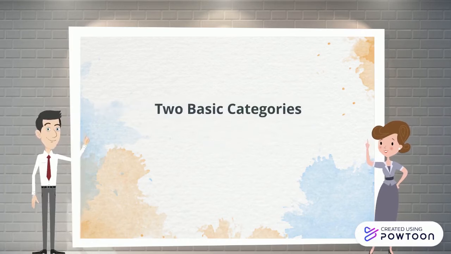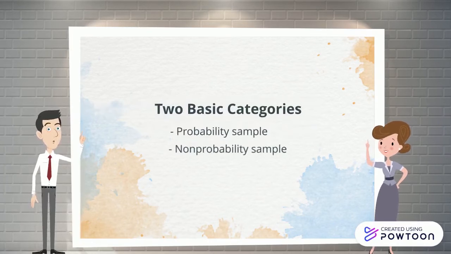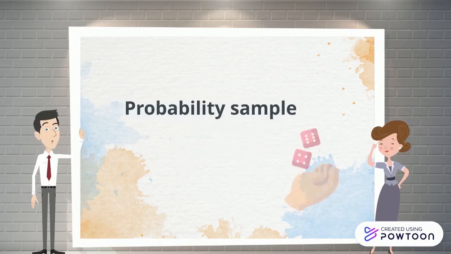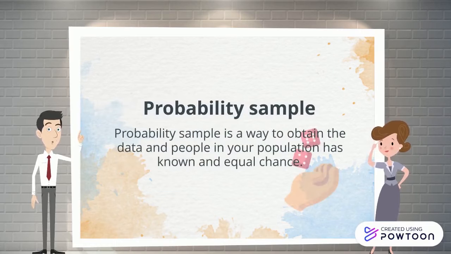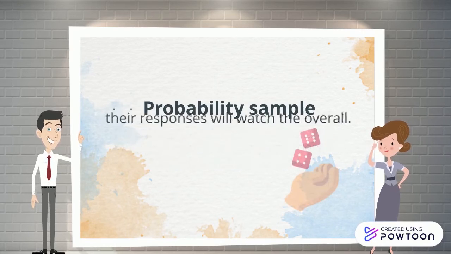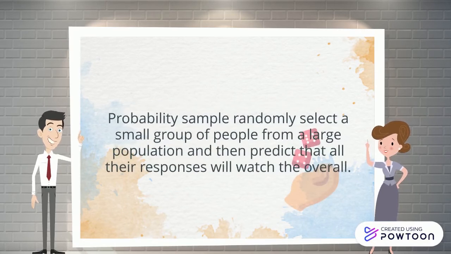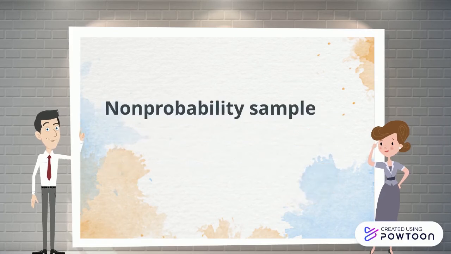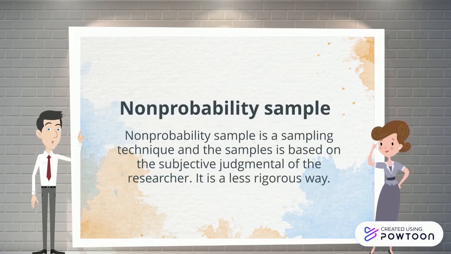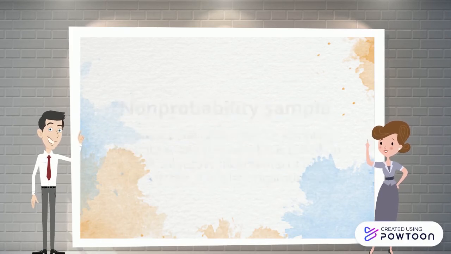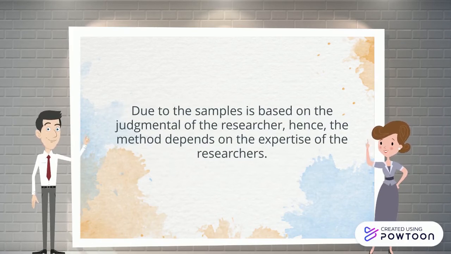Samples can be categorized into two, which are probability sample and non-probability sample. Probability sample is a way to obtain data where the chance for people in your population is equal. Probability sample randomly selects a small group of people and all their responses will represent the overall. For non-probability sample, it is a sampling technique where the sample is based on the judgment of the researcher. Hence, the method depends on the expertise of the researcher.